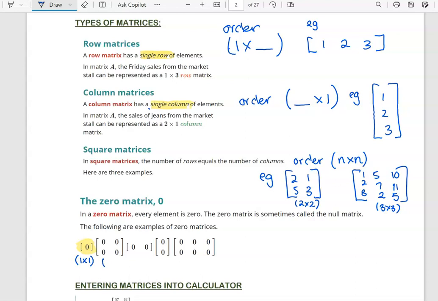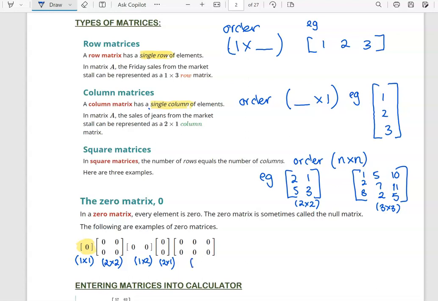How many rows? 2. And how many columns? 2. Is that also a square matrix? What about this one? This one has 1 row and 2 columns. What type of matrix is that one? A row matrix. This one has 2 rows, 1 column. So it's a column matrix.